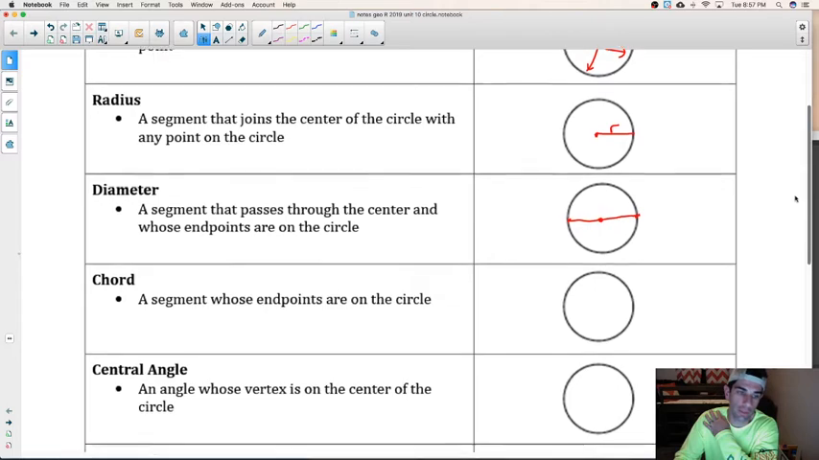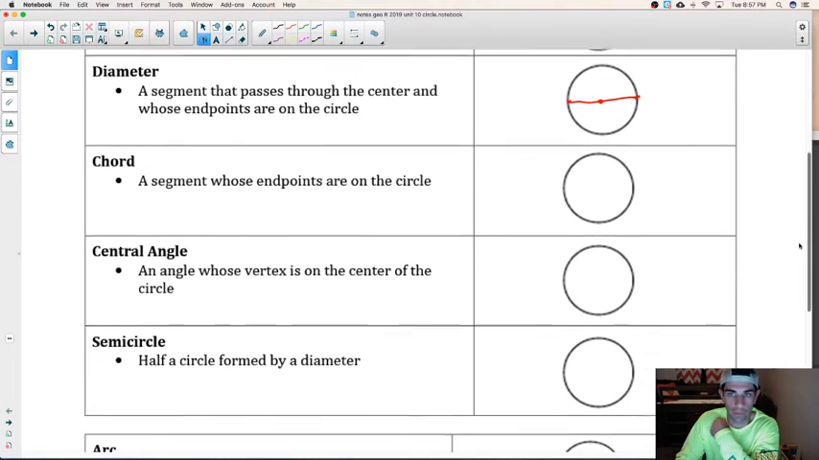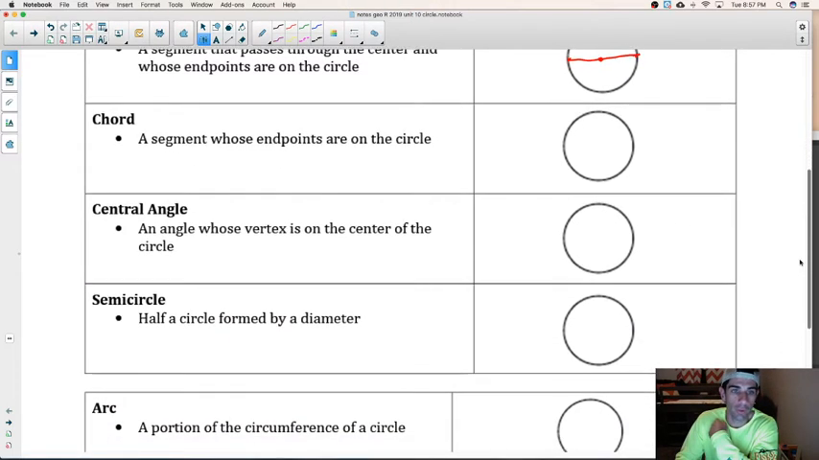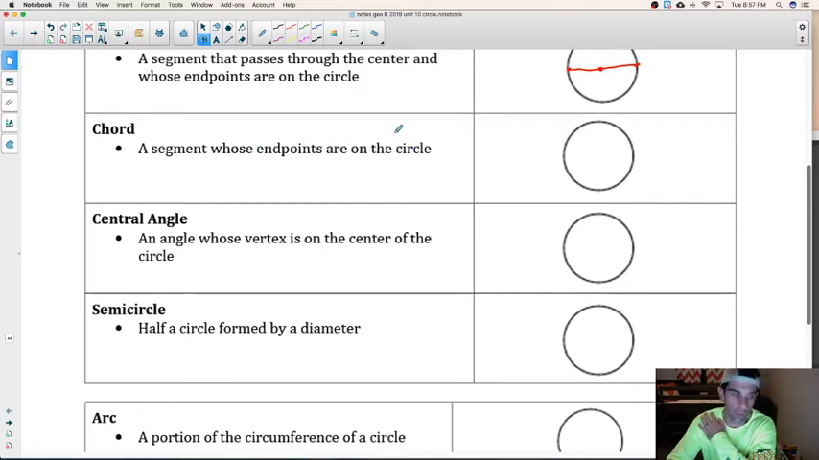So let's move into some more difficult things for you, new stuff for you here. So a chord is a segment whose endpoints are on the circle. So if I drew a chord, let's say this one right here, you're going to say, well, that's a diameter, right? It looks exactly the same. Well, no, because the diameter, well, look at this.